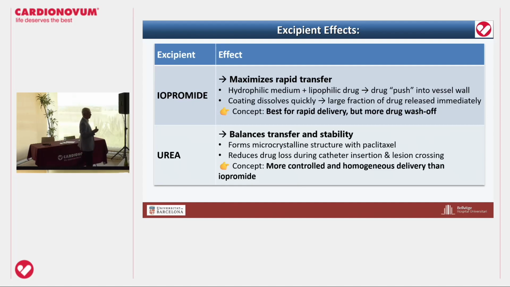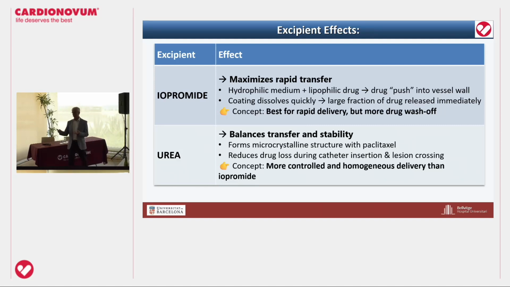It helps to move the paclitaxel from the balloon to the vessel wall. It creates a hydrophilic medium, and the lipophilic drug is pushed into the vessel wall by the concentration gradient. The coating dissolves quickly, and a large fraction of the drug is released immediately to the vessel wall. So for the best rapid delivery, use iopromide. But urea balances transfer and stability, because when you have the drug in the vessel wall, I want the drug to stay in the vessel wall. It is not washed into the vessel lumen.